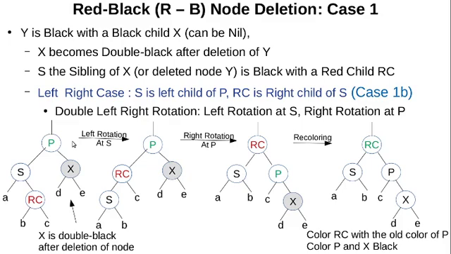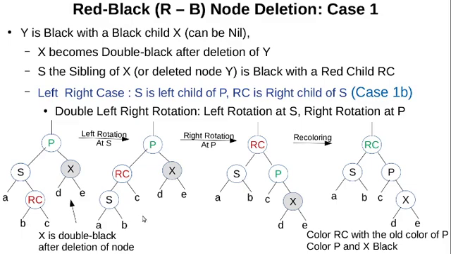When we carry out left rotation at S, RC moves up and S falls on its left. Next, we need to fix the left subtree of RC, that is B. We can attach B on the right of S without violating any binary search tree property.